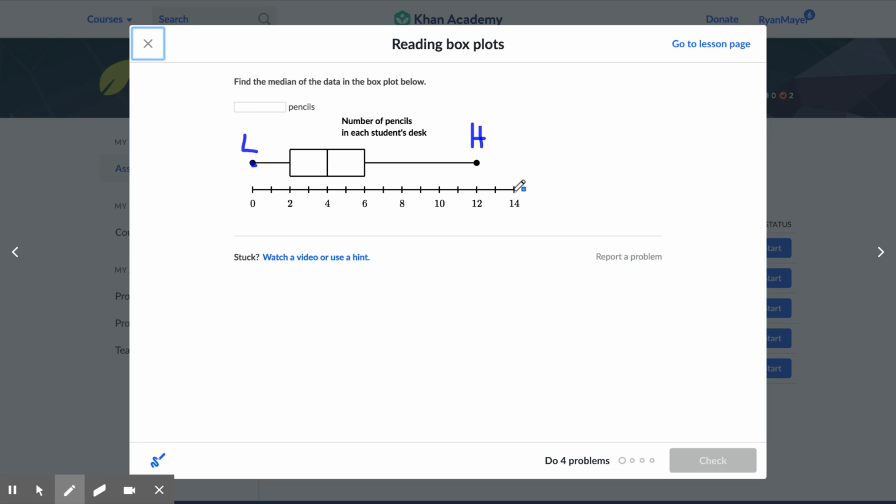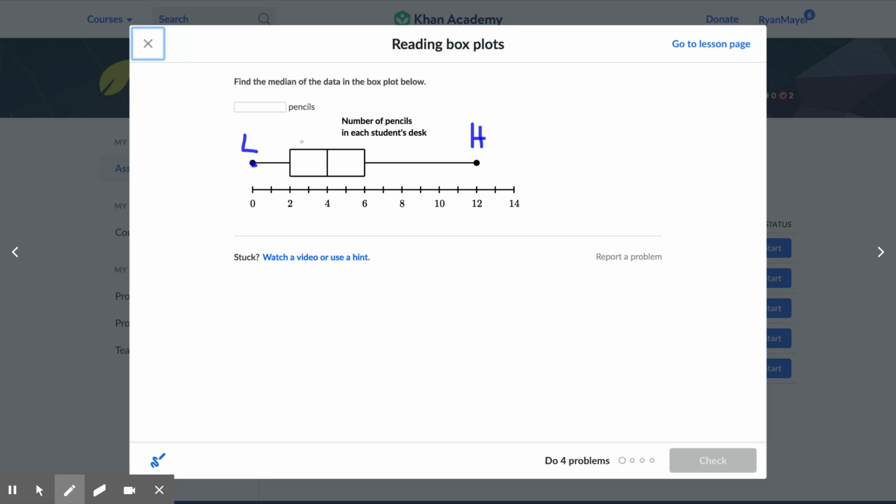Now when we're looking at the box plot, you're obviously going to see this box. This box is what's telling us where the majority of the data is lying. You can see that the first part of the box begins at 2, and the last part of the box ends at 6, so that's where the majority of our numbers are going to be found. These lines of the box, the beginning and the end, actually represent something called the quartile range.